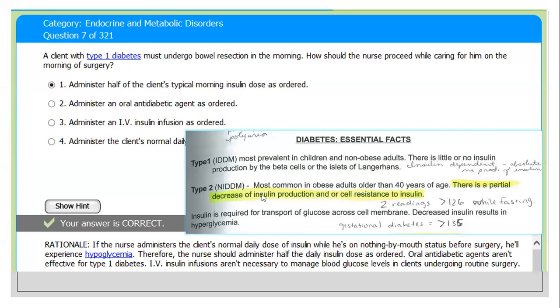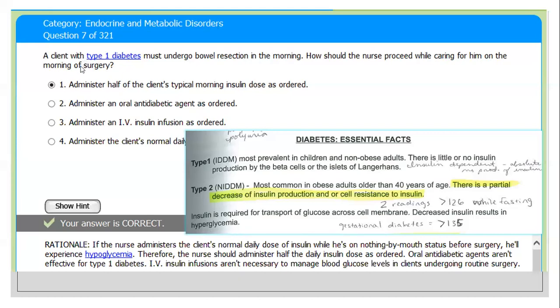Whereas type 2 is most common in obese adults older than 40 years of age. There is a partial decrease of insulin production, or the cells resist insulin. Insulin is required for the transport of glucose across the cell membrane, so insulin is important for glucose metabolism. A decrease in insulin results in an increase in the glucose level, so-called hyperglycemia.